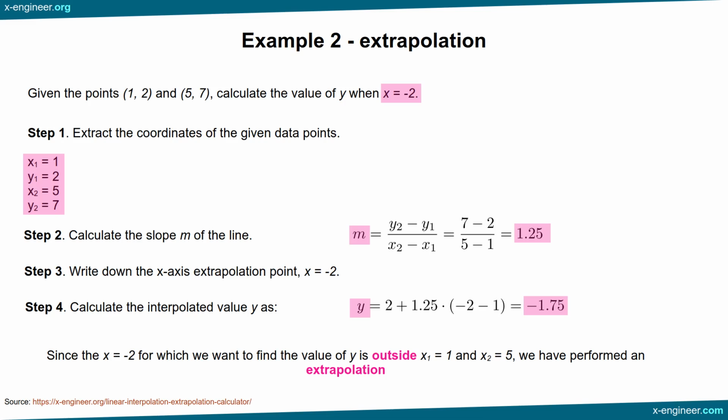Since the x value we are estimating is outside the given range of x1 equals 1 to x2 equals 5, this is called extrapolation. Unlike interpolation, which estimates values within known data points, extrapolation extends the trend beyond the given data range. In the next section, we will give a practical example where linear interpolation is used to solve a mathematical problem.